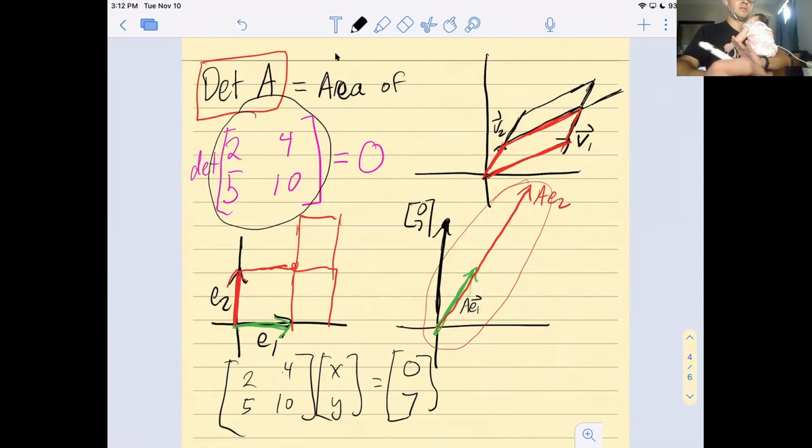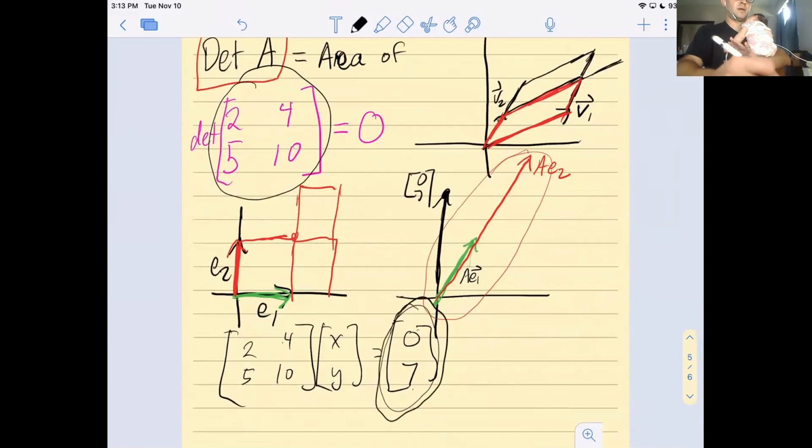If instead of 0, 7, I pick, let's say, 6, 15, then there's going to be an infinite number of choices of red and green arrows that would get me to that point. If you remember, I used to call this the target vector, which is what you want to end up at. 0, 7 would be impossible to reach, but if the target vector is on your line, then there's an infinite number of ways to get there because you have a lot of freedom with the red and green arrows that are in the same direction. So that's just some food for thought.